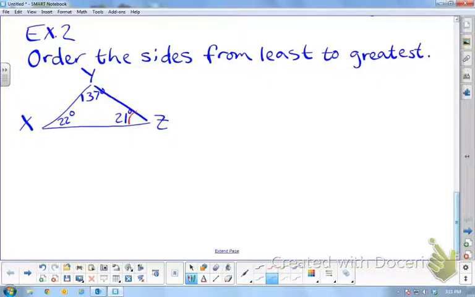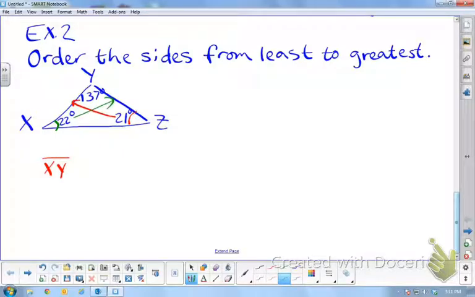So if we're going to order the sides from least to greatest, we first identify the smallest angle. 21 degrees is our smallest angle. So when we say that the largest side matches to the largest angle, and the smallest side matches to the smallest angle, we mean the sides across. We look across to the side that wouldn't touch our angle symbol. So that means the smallest side is from X to Y. We're ordering from least to greatest. So now we look for the medium-sized angle. That's 22 degrees.